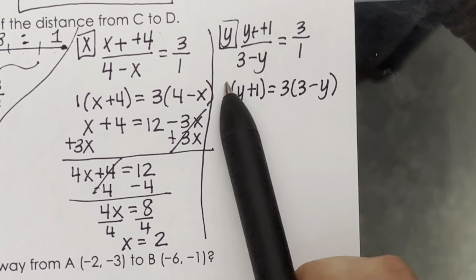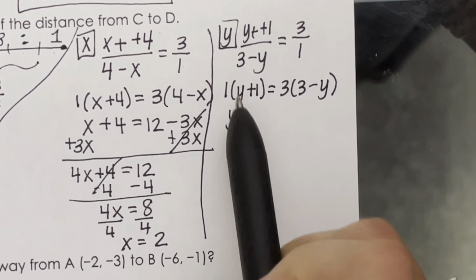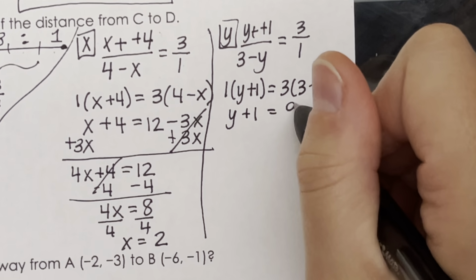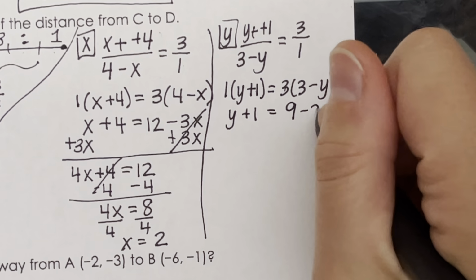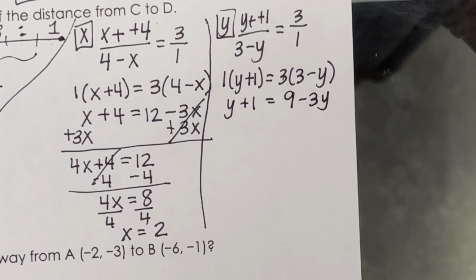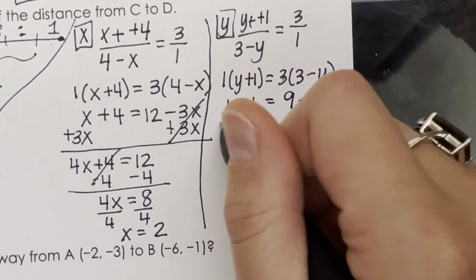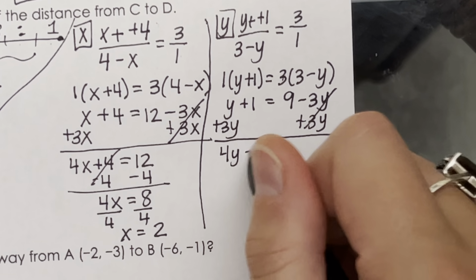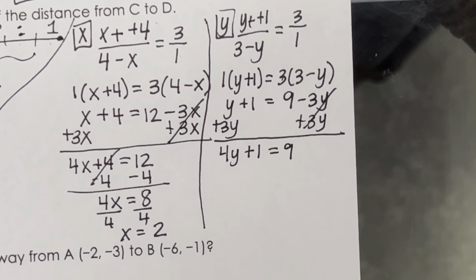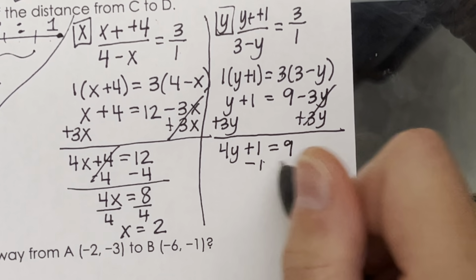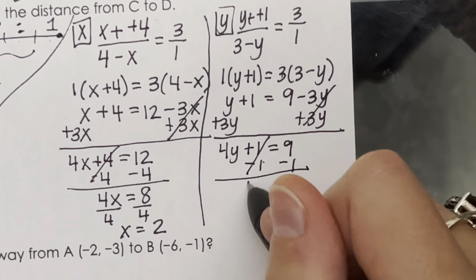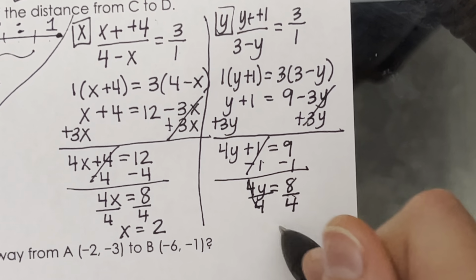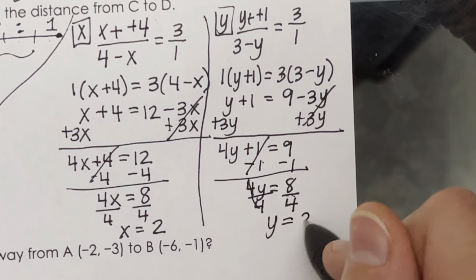Now I distribute. 1 times y is y. 1 times 1 is 1. 3 times 3 is 9. 3 times negative y is negative 3y. Get all my variables to the same side, so I'm going to add 3y to both sides. I get 4y plus 1 equals 9. Now I get all my constants to the other side, so I subtract 1. I get 4y equals 8. Divide both sides by 4 to get the y by itself. 8 divided by 4 is 2.